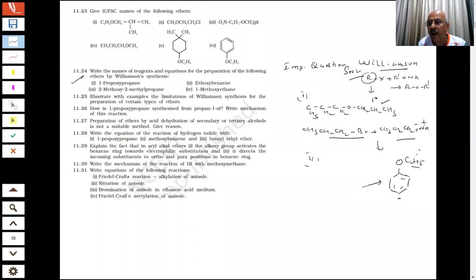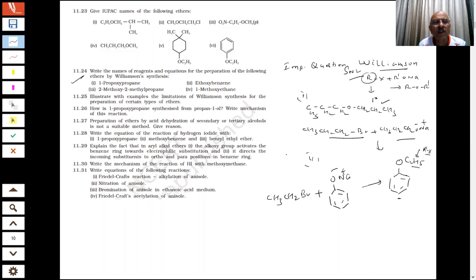This must come from RX. We know already, because this bond is not going to break. This bond is not possible. So what do you have? CH3CH2Br plus. Then what is the other one? Na plus, sodium alkoxide, students. Yes, sir. Okay.